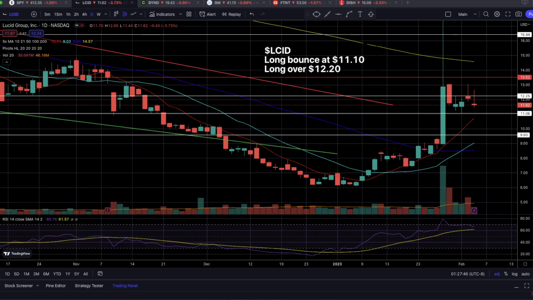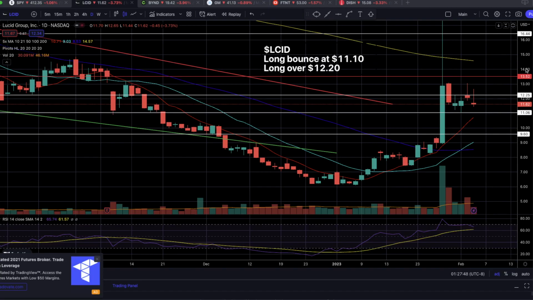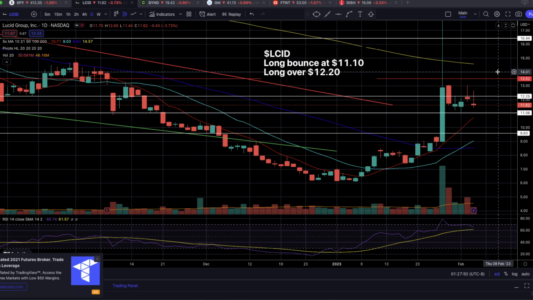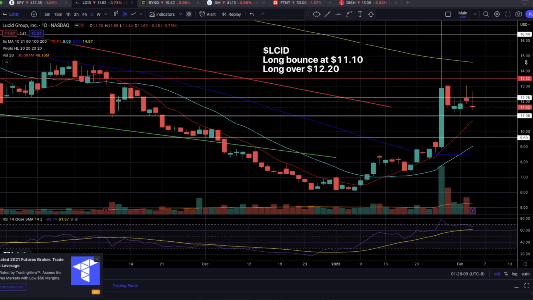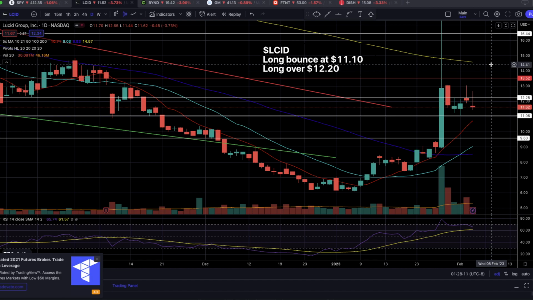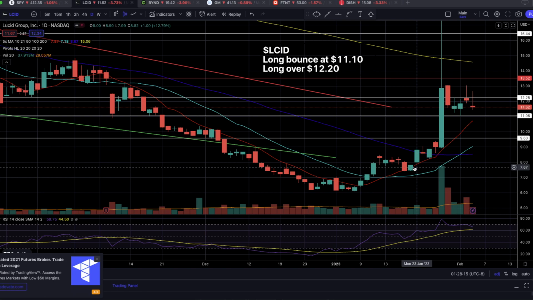Let's take a look at the first name, Lucid. So Lucid had a stratospheric rise in share price on Friday of two weeks ago. And this monstrous rise was due to a rumor of a private takeover of this company by the Saudis. Now, I'm not going to talk too much about that rumor, but this rumor allowed the price to have a huge jump in one trading day.